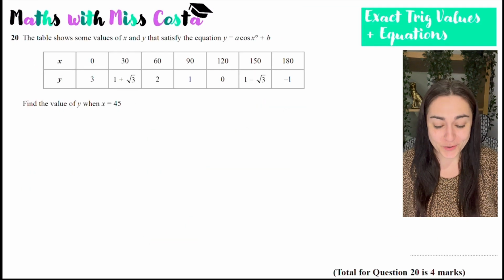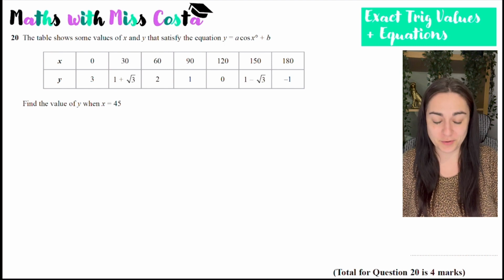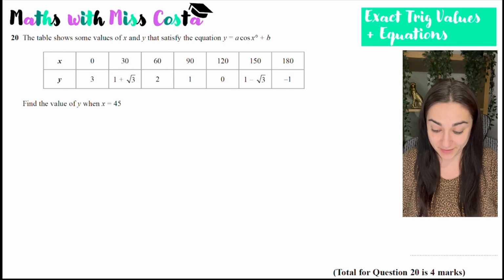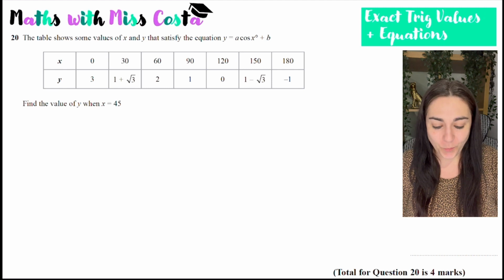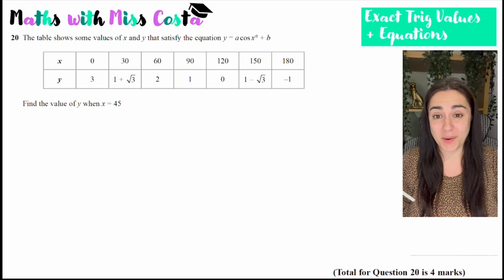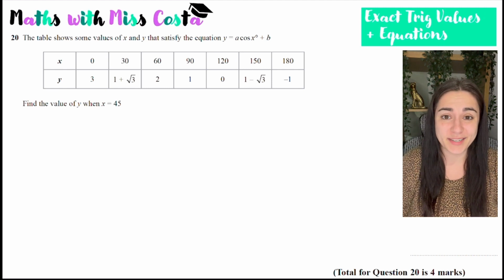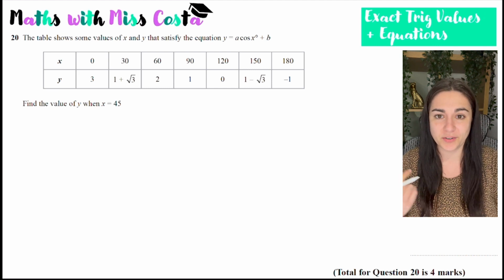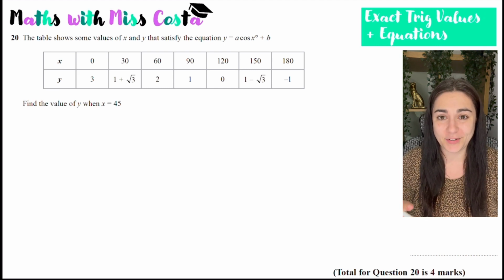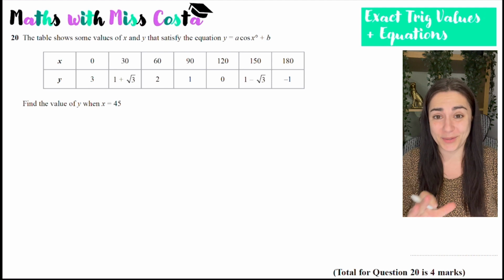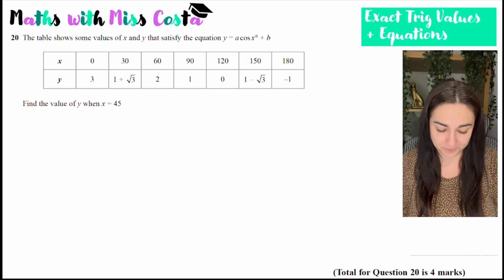Okay, so here we've got quite a tricky question that is going to involve us knowing our exact trigonometric values. So what I'm going to start with is just show you how to figure those out. There are loads of ways that you can remember it. You can just memorize the table, you can use the hand trick, but I'm going to show you how to work it out using logic and triangles.